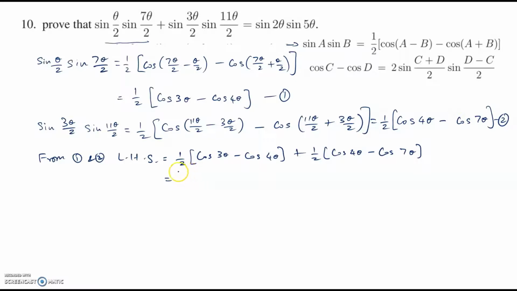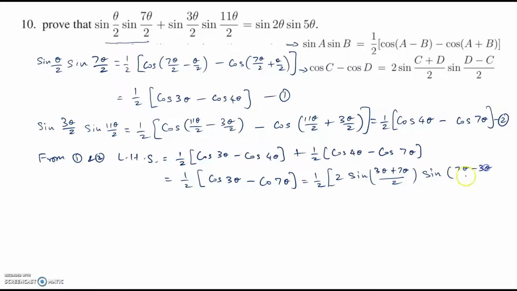Further simplifying this, you can take the half outside: cos 3 theta minus cos 7 theta. The minus 4 theta here and the plus 4 theta here get cancelled. Now let's apply the second formula onto cos 3 theta minus cos 7 theta. You have a half here, keep that as it is, into 2 times sine of c plus d, that is 3 theta plus 7 theta divided by 2, into sine of d minus c, which is 7 theta minus 3 theta divided by 2. The 2 and 2 get cancelled.